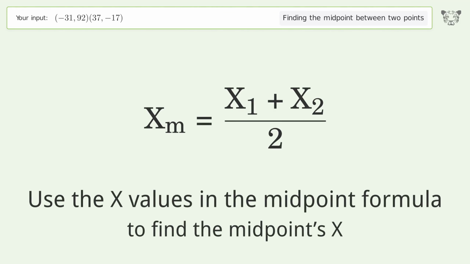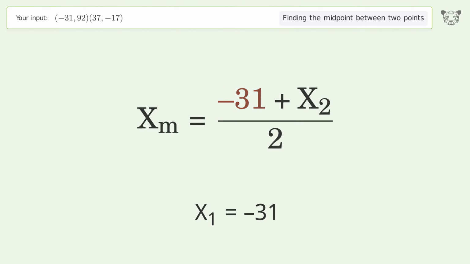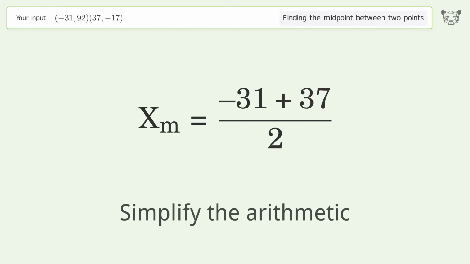Use the x values in the midpoint formula to find the midpoint's x. x1 equals -31. x2 equals 37. Simplify the arithmetic.